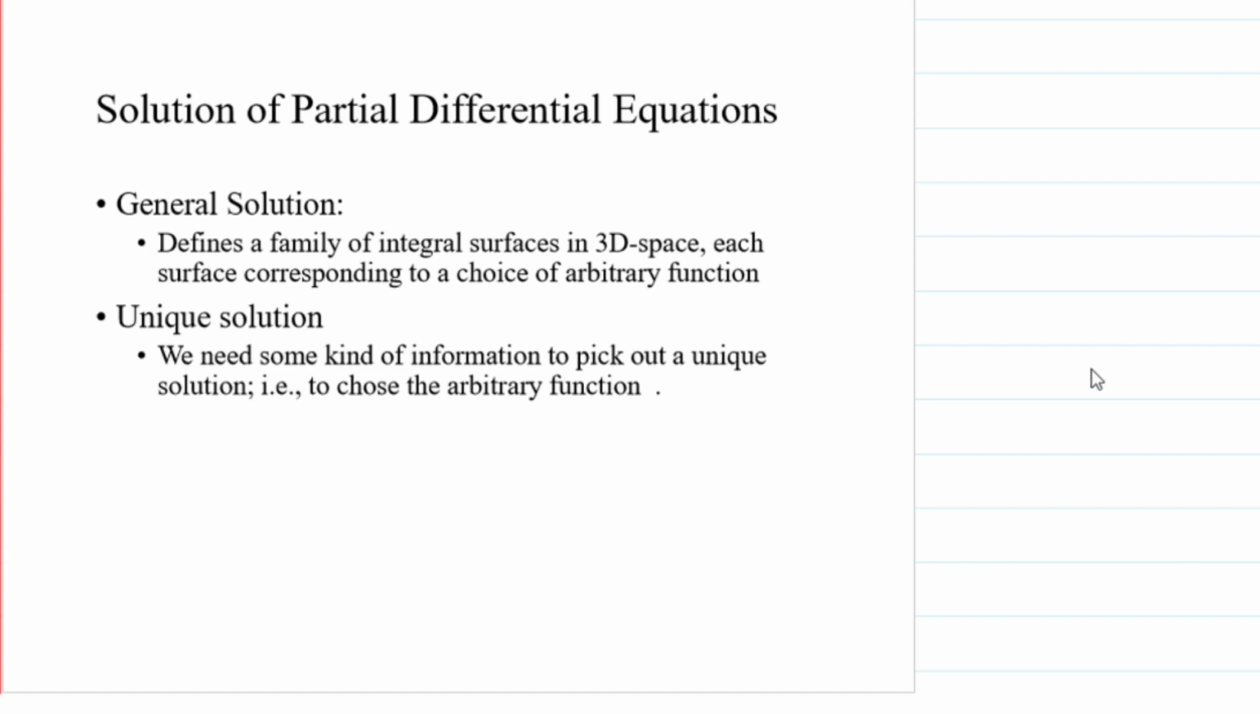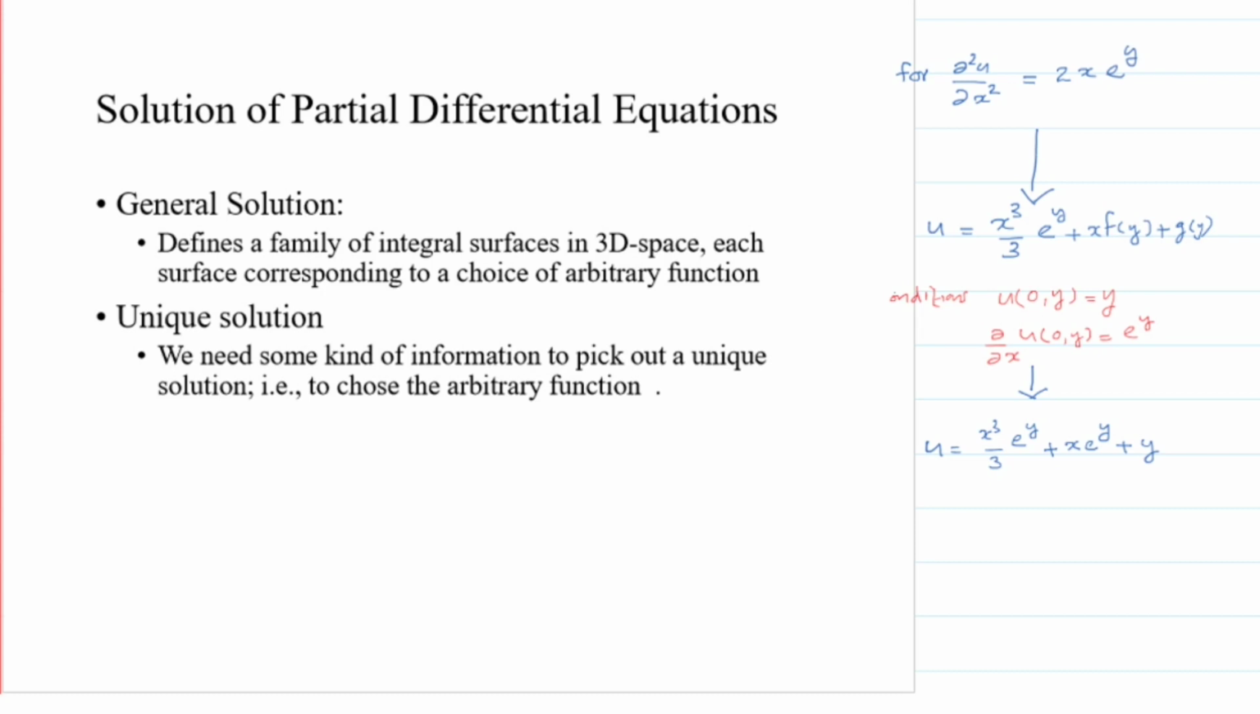Concept-wise, this is why. So what is the actual meaning of general solution? It defines a family of integral surfaces in 3D space. That means a collection of integral surfaces in 3D space, and you can have different arbitrary functions to get different curves. But in a unique solution, you'll be getting a particular, specific solution according to an initial condition, an initial start.